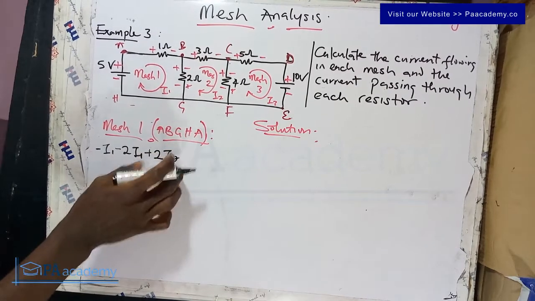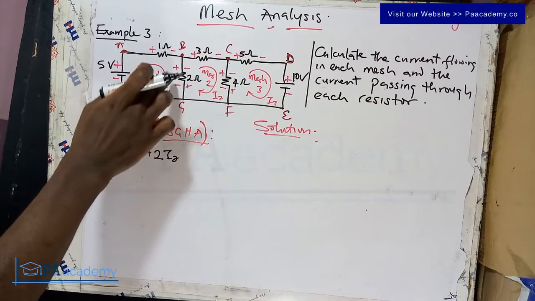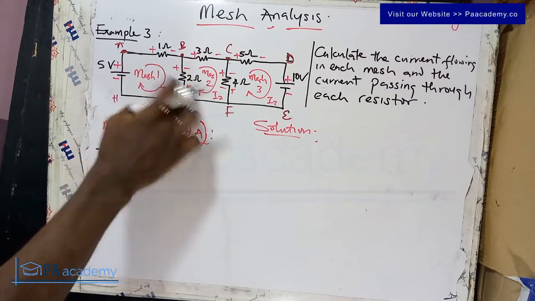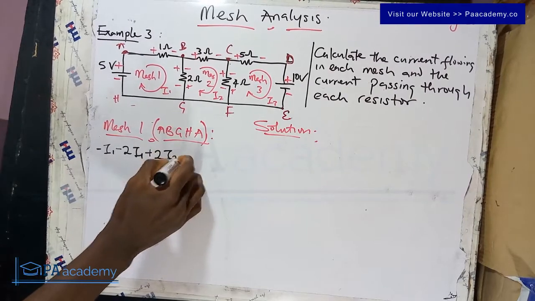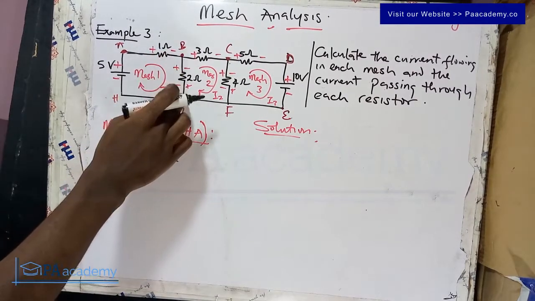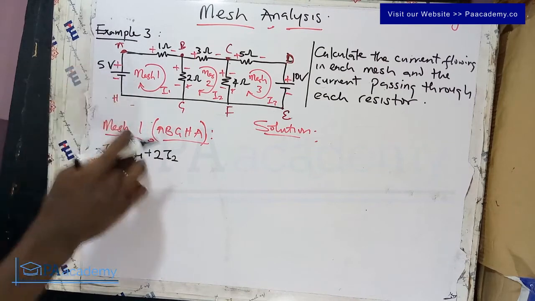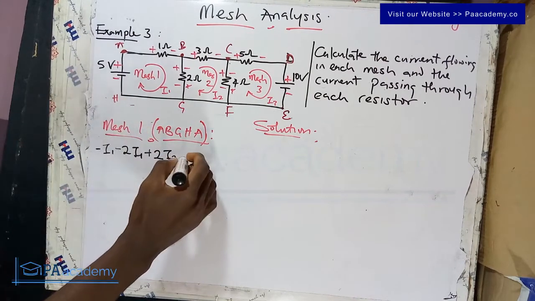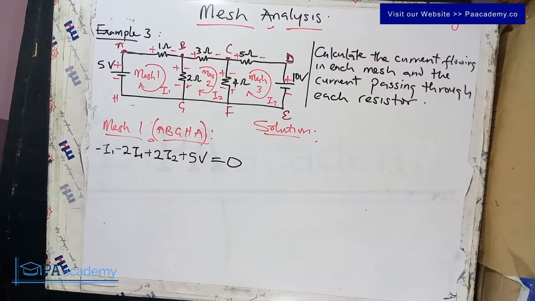So this is how you write it when you have an element or a resistor that is in between 2 meshes, where we have 2 currents flowing through it. So this is how you go about indicating it. From G now we come to H. From H to A, we have a voltage source, and that is from minus to plus. So that is going to give us plus 5 volts and equals 0.